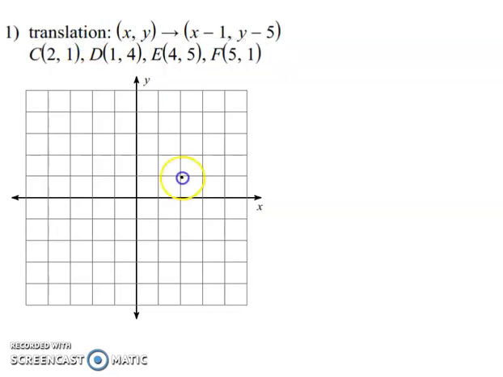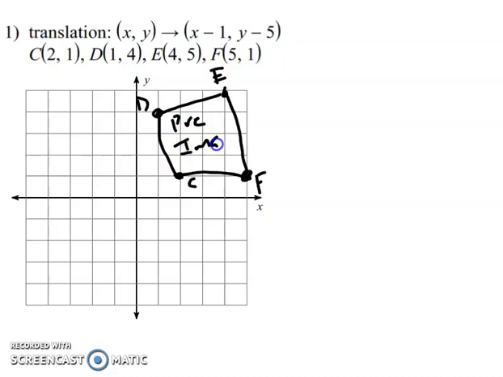So C is 2 comma 1. D is 1 comma 4. E is 4 comma 5. And F is 5 comma 1. So this is our pre-image. And what I'm going to be doing is I am going to be shifting it 1 unit left and 5 units down per this rule. Okay, that's just the visual for what I'm going to be eventually doing.